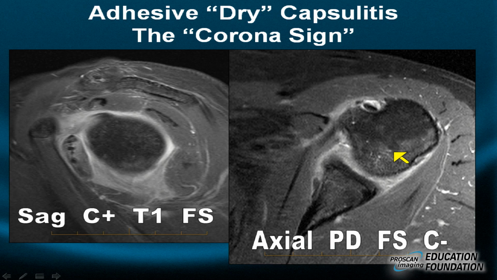And on the right side, where no contrast is given, you're looking at a proton density fat suppression image. This is all still inflammatory tissue, but it's not fluid. It's not an effusion. The capsule is a little bit distended, but it is tightened up by all of this fibroinflammatory tissue, as opposed to the broad, floppy, stretched out capsule that you get in a dislocator.